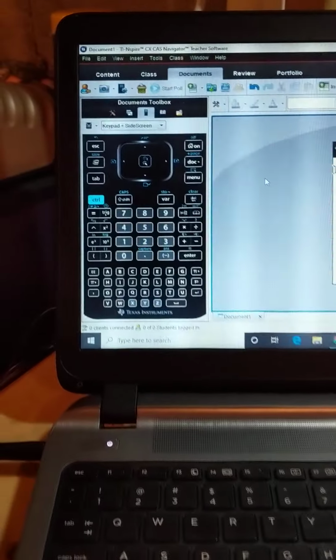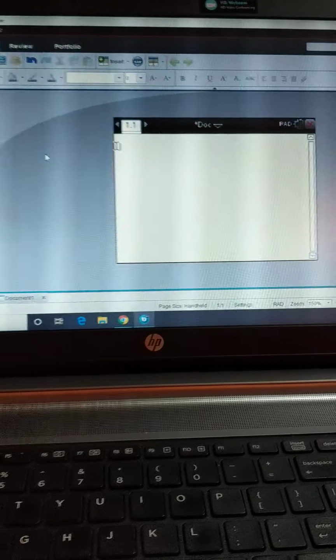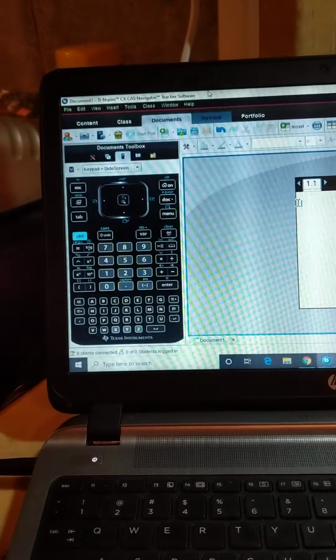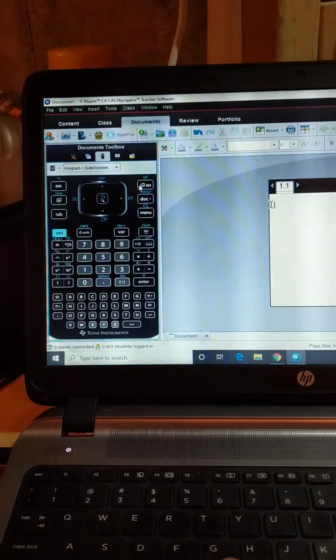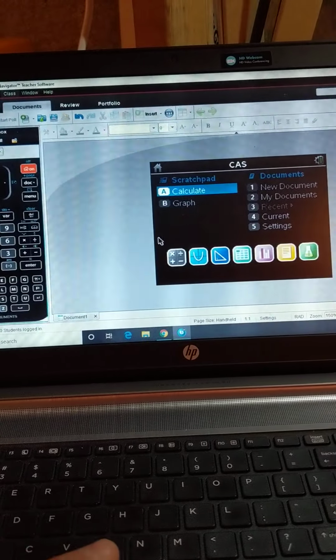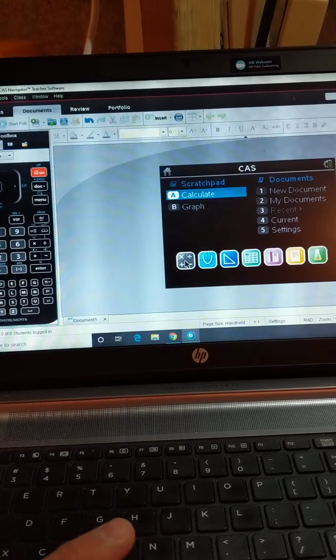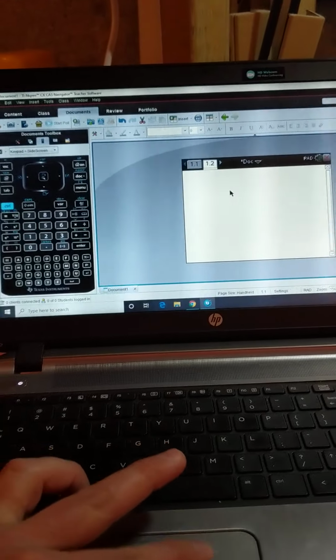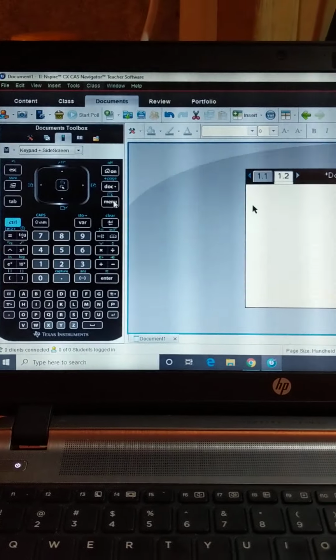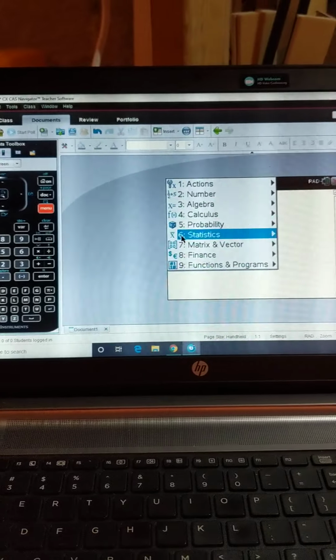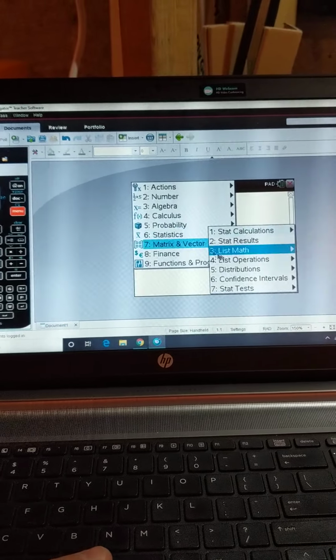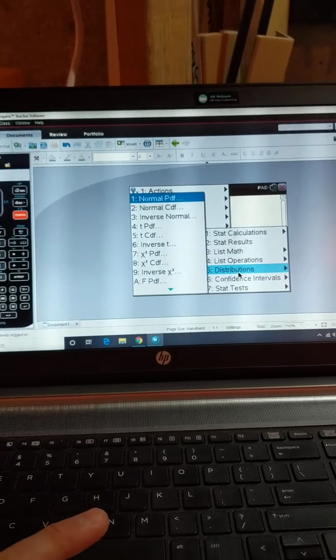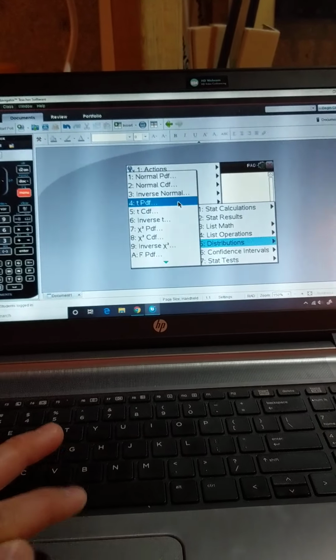So what you should see is obviously the Nspire, and there's your calculator screen. So from the beginning, when I hit on, you get to your home screen. I am going down here to this calculator icon and selecting that. And so now I'm on a calculator screen. I am going to hit Menu, Statistics, Distributions. Now that's going to bring me to all of our distributions.